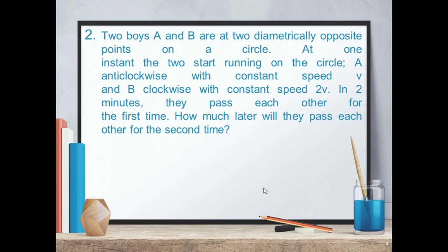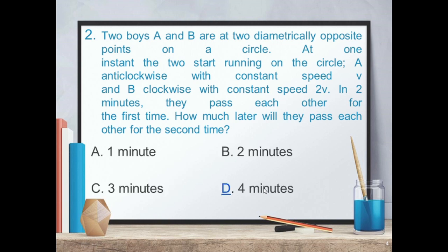Two boys A and B are at two diametrically opposite points on a circle. At one instant, the two start running on the circle, A anti-clockwise with constant speed v and B clockwise with constant speed twice v. In 2 minutes, they pass each other for the first time. How much later will they pass each other for the second time? The options are 1 minute, 2 minutes, 3 minutes and 4 minutes. The correct answer is 4 minutes.